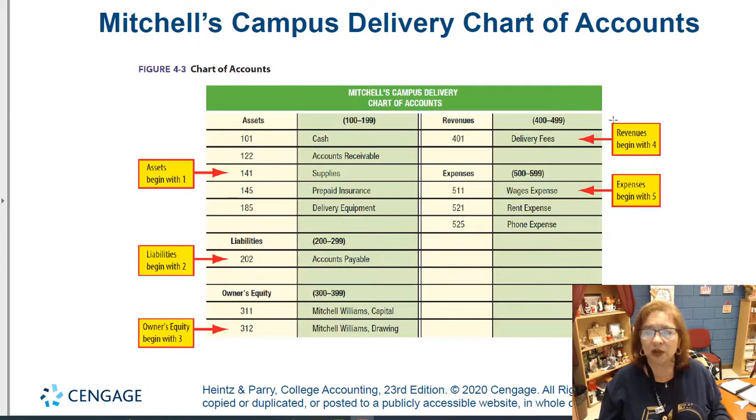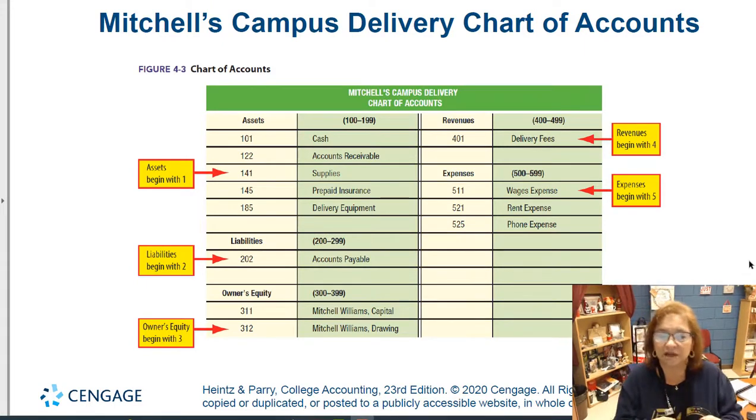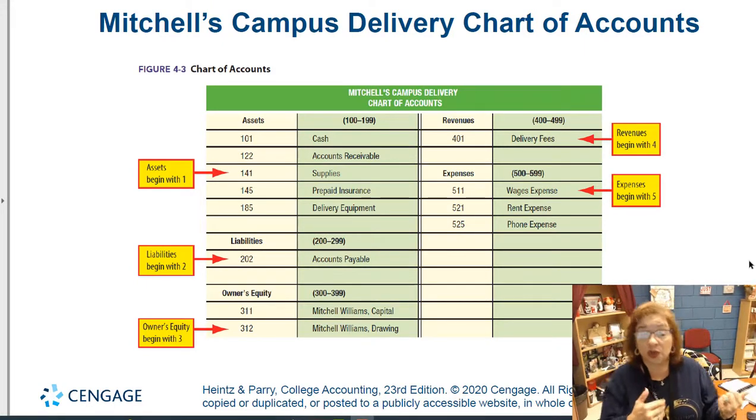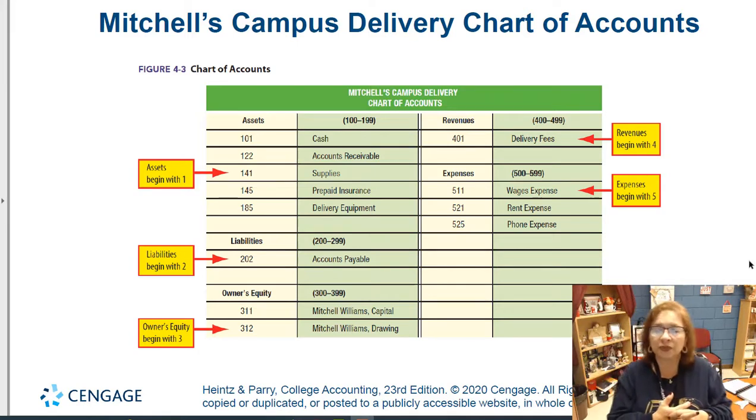So then we look at, again, our chart of accounts. This is what we're talking about, okay? Assets begin with a 1. Liabilities begin with a 2. Owner's equity begins with 3, okay? And you'll have things like cash, accounts receivable, supplies, prepaid insurance, delivery equipment. Those are things that are tangible that you can see and feel, or things that are owed to you, like accounts receivable, money that is owed to you. Then you have your liabilities, which again, are things that the owner owes, okay? And then your capital account and your withdrawing.